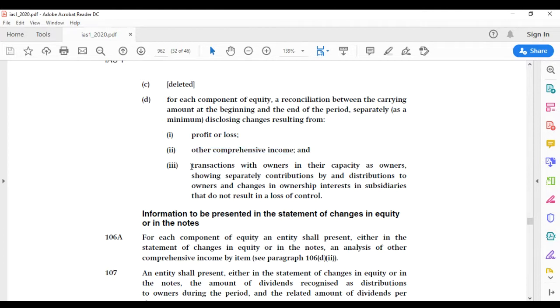And then thirdly, any transactions with owners in their capacity as owners, showing separately contributions by and contributions to owners and changes in ownership interests and subsidiaries. Do not worry about subsidiaries. That again deals with a group structure.